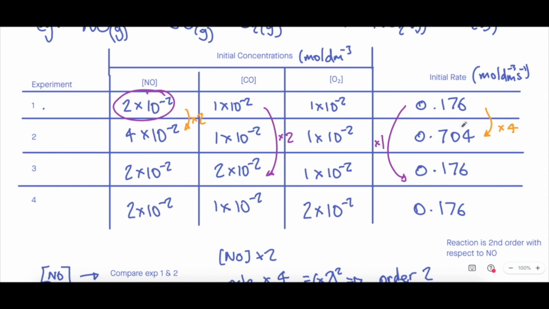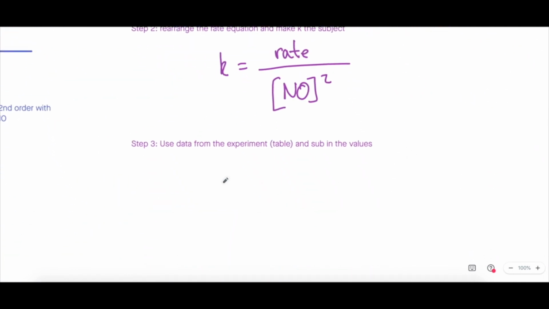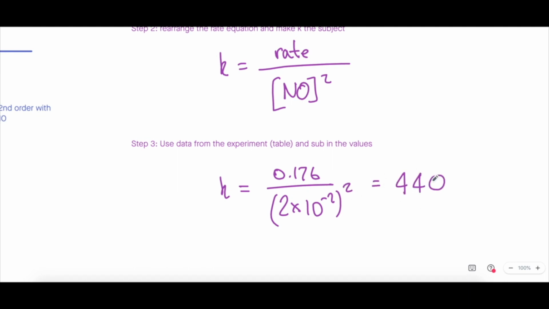Let's just pick 1 for now. So our concentration of NO is going to be 2 times 10 to the -2, and the rate that goes with that experiment is 0.176. So we sub in those values into our rate equation. So we can say k is equal to 0.176 divided by 2 times 10 to the -2 squared. And when you do that, you get an answer of 440.